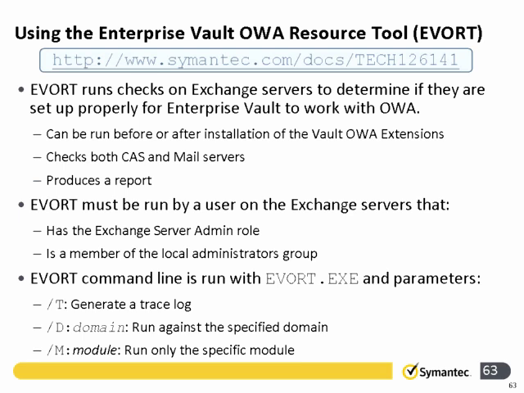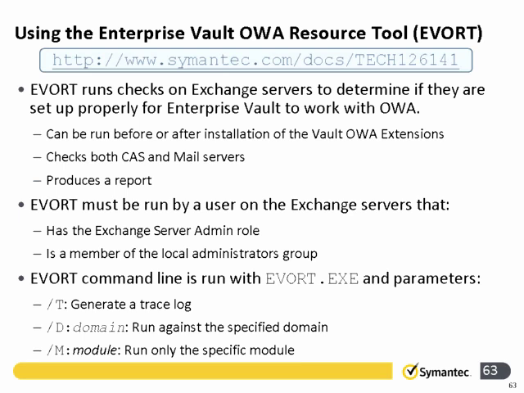So therefore, even if you followed all the rules and you're pretty sure everything is configured correctly, you can use this tool just to verify that everything is working. The tool's name is the Enterprise Vault Outlook Web Access Resource Tool. Also, the acronym is EVORT. We have the TechNote reference here that gives you the details for where to go and download this tool and how to use the tool. It's going to run on the Enterprise Vault server.